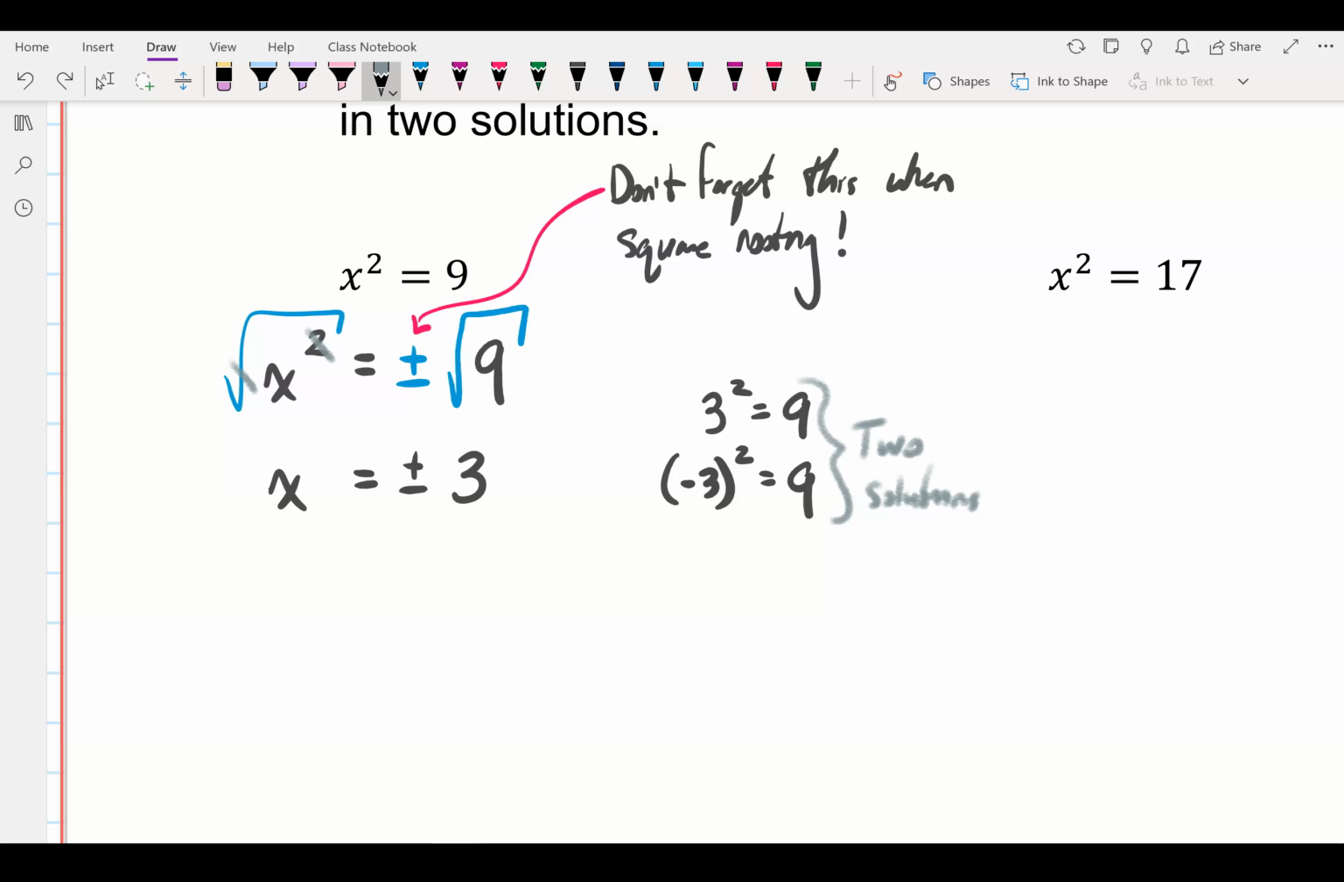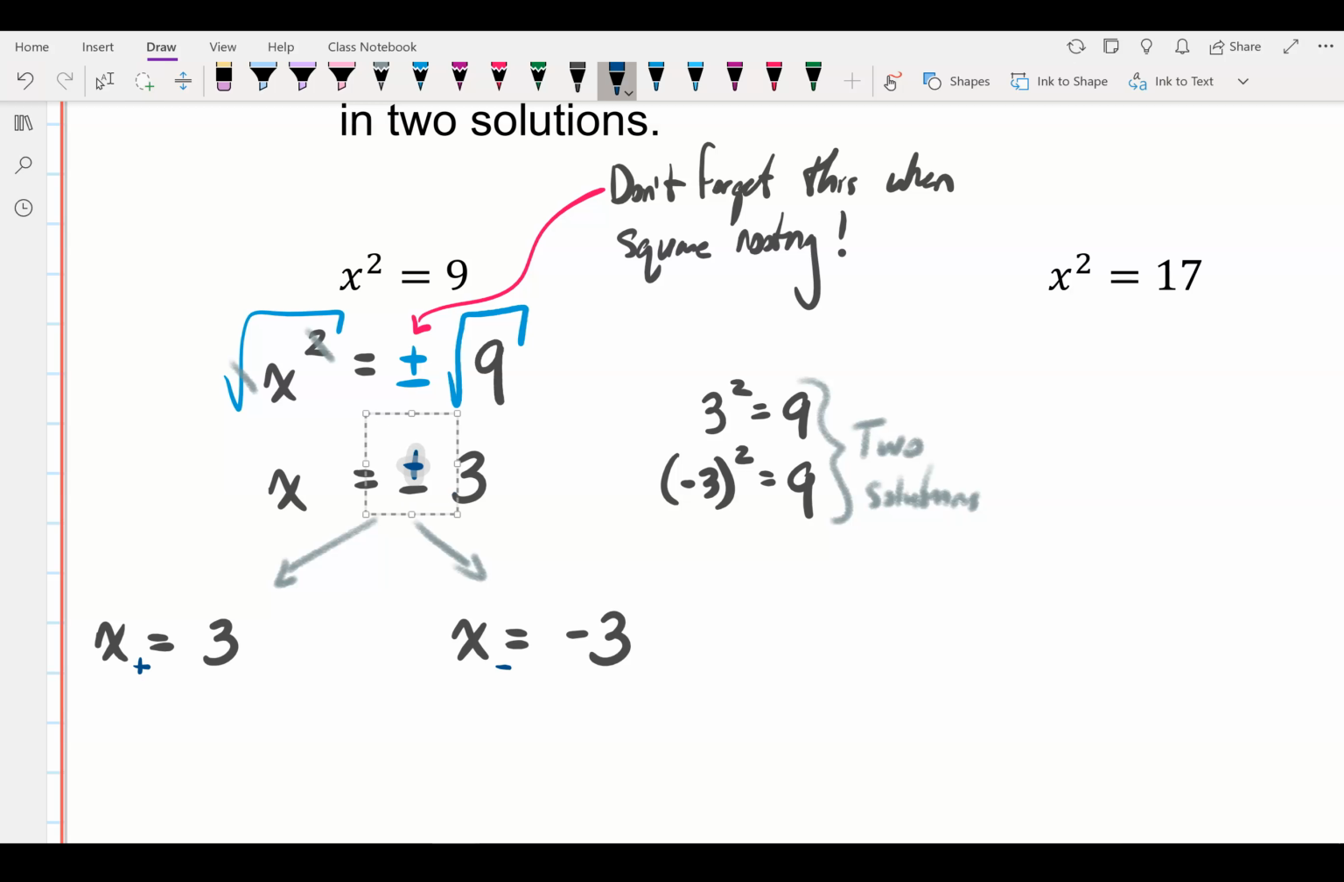minus, especially because normally quadratics have two solutions, right? So what this gives us, it means there's two solutions. There's what I call the x equals 3 solution, and there's the x equals negative 3 solution. And what I'll normally do is I'll call it x plus and x minus. So this little plus and minus here, right? Maybe I'll color code it.